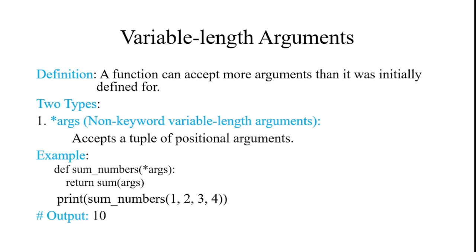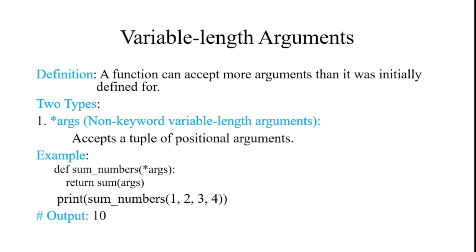These are further of two types. The first one is called non-keyword variable length argument. Non-keyword variable arguments basically accept a tuple. Now consider the example. Suppose we have defined this function, def sum_numbers in brackets. The variable length argument is identified by marking an asterisk. So we have marked *args. This asterisk mark defines that it is a variable length argument, basically non-keyword variable length arguments.